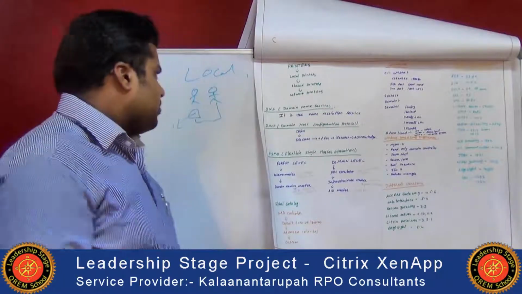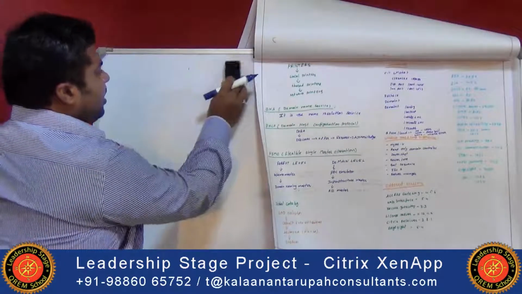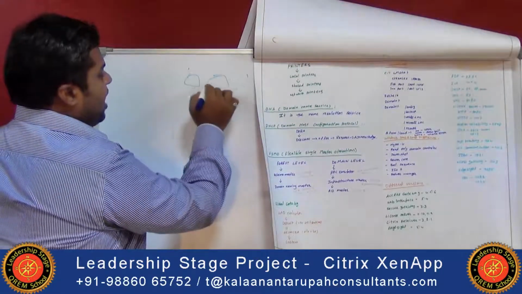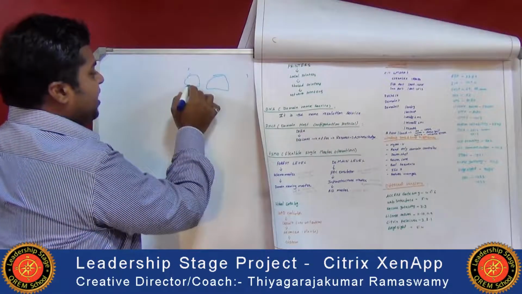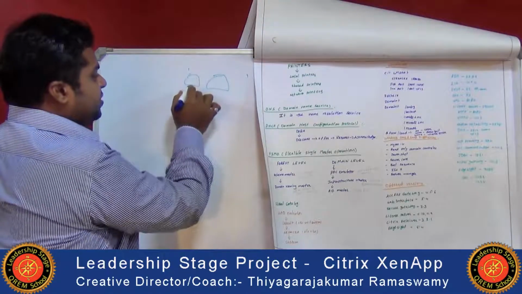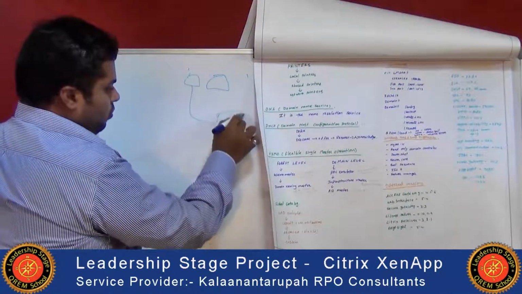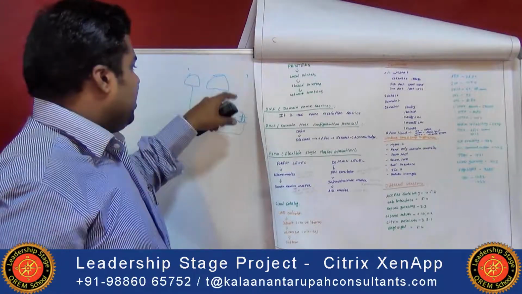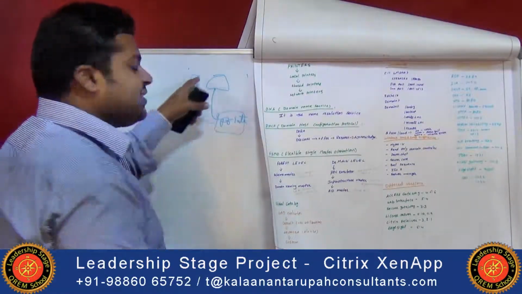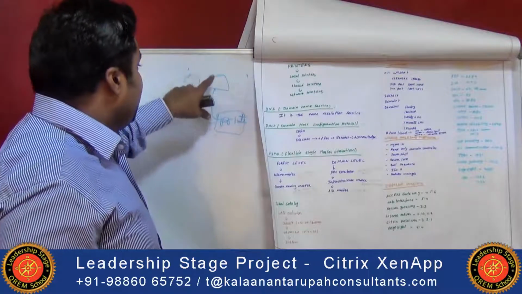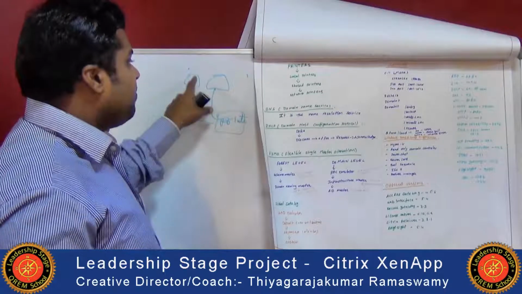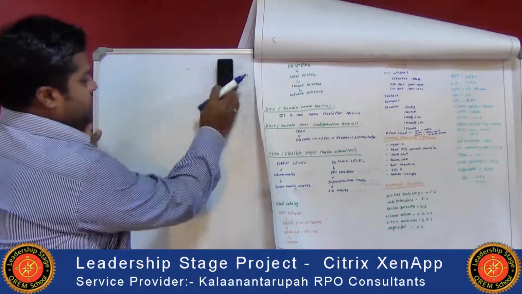Coming to the shared printer, different users are connected to one printer. Different users give their print jobs, all connected to one printer, and the output is taken from that printer.